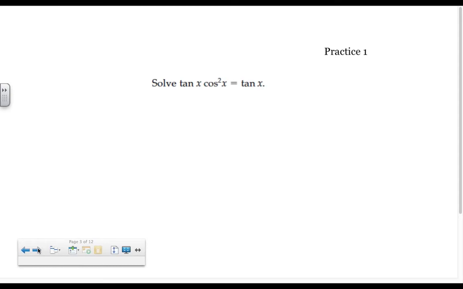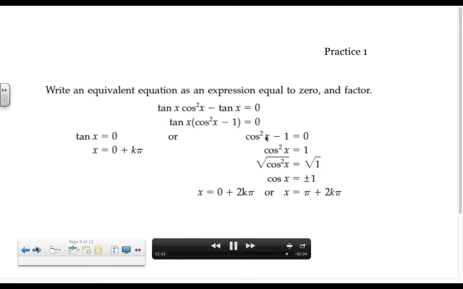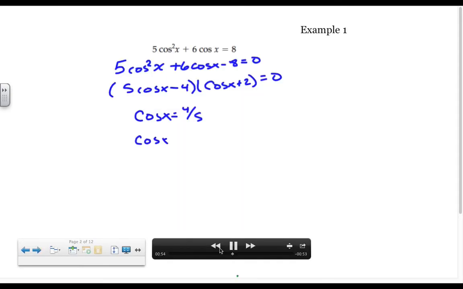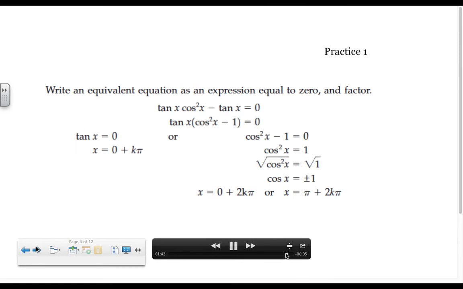So now we're going to look at the solution to the practice problem. So here it is. First of all, I moved the tangent over here so it was equal to 0, so I could factor it and solve. I factored out a tangent of x. So I get tangent of x equals 0. x equals 0 plus k pi. Super easy on this side.